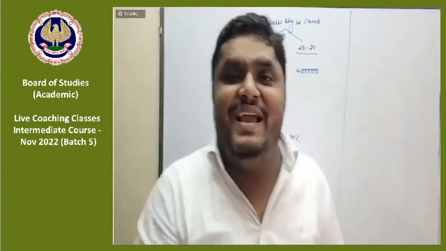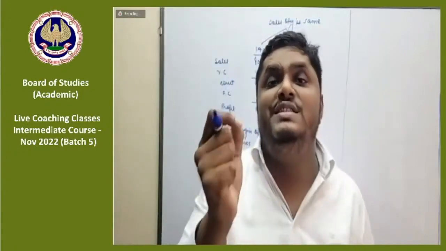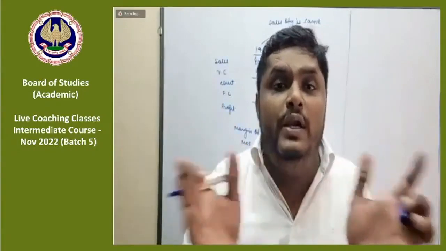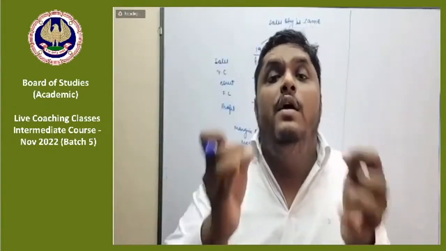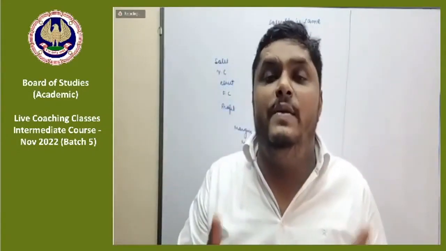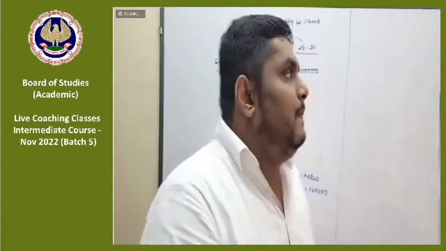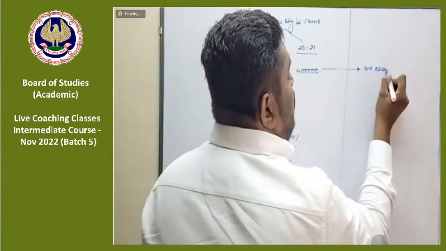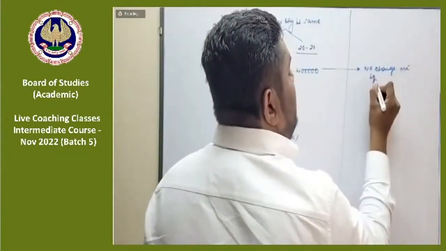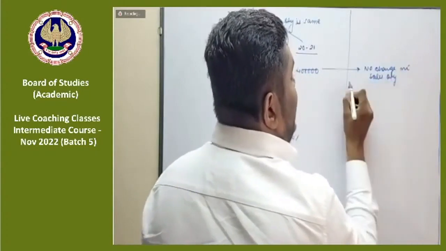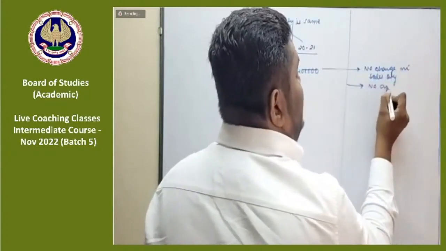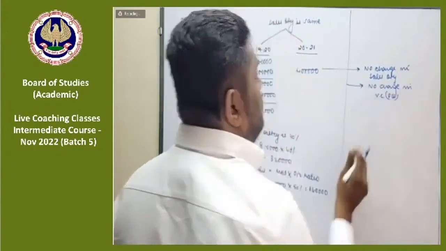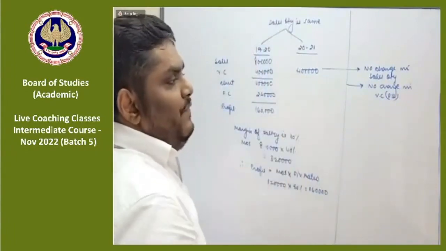I repeat again, guys, since there is no change in sales quantity, first point. Second point, why is PV ratio changing? Not due to reduction in variable cost per unit, but due to change in selling price per unit. It means variable cost is same. Why? First, no change in sales quantity. Second, no change in variable cost per unit. So this 4 lakh we have got.